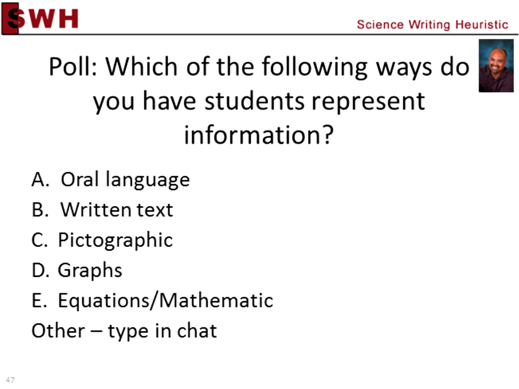Okay, thanks, Jay. Your poll has been activated, so look for that letter A on the top of the participant box. If you hover over the A, you can select your answer. For those of you that came in later, select the answer that you think. Which of the following ways: oral language, written language, pictographic, graphs, equations, mathematic, or if there's other ones, type those in the chat.